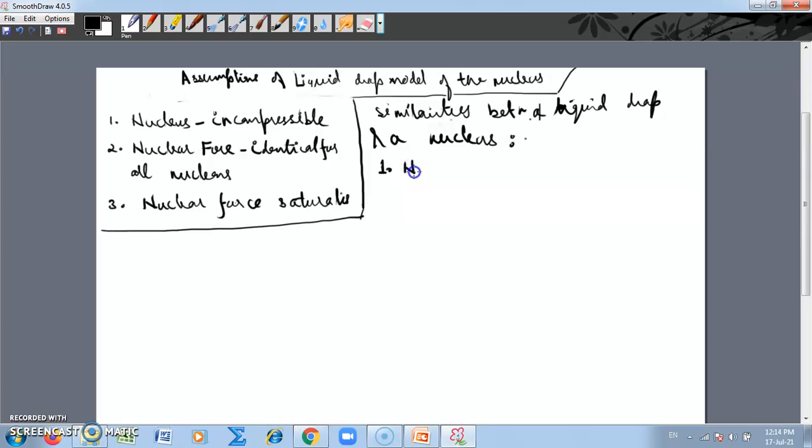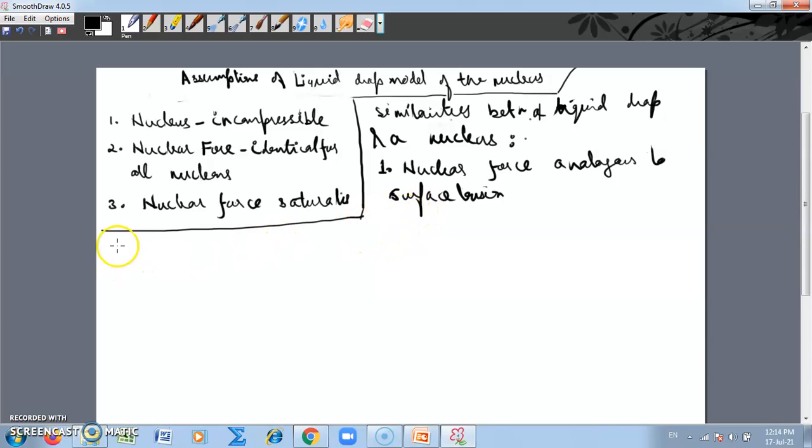The first one is nuclear force. It is analogous to the surface tension force of a liquid. The surface tension, that is found to be like this, because it depends upon the surface area of the nucleus, the volume of the nucleus.